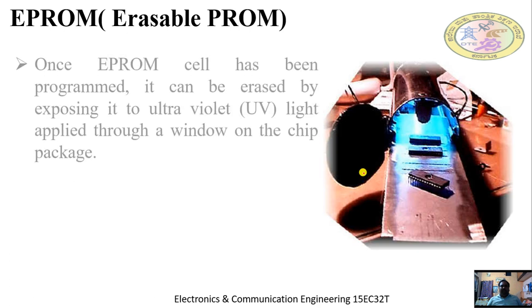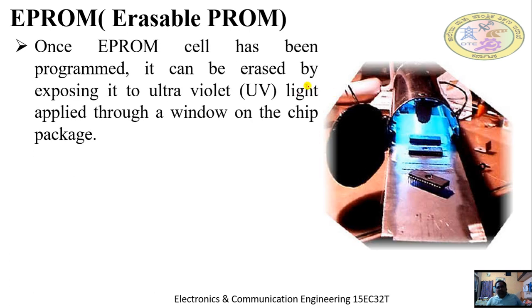Then how to erase the content here? Once the EEPROM cell has been programmed, it can be erased by exposing it to ultraviolet rays. So the photocurrent produced by the ultraviolet rays is used to remove the trapped charges. The ultraviolet rays are made to enter the chip through a window that is provided on the chip package. So on the chip package, they provide a small window.